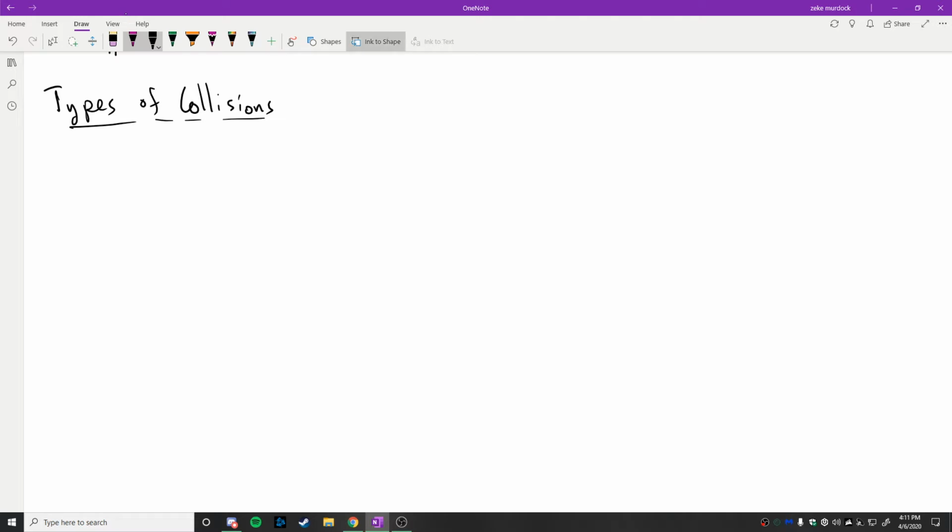Okay. So you can break down collisions into kind of like two categories. You've got what are called elastic collisions and inelastic collisions. They sound very similar. Elastic is like bouncy. So an elastic collision is a collision in which no kinetic energy is lost.